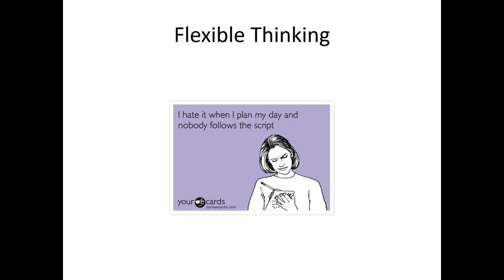Flexible thinking is another thing that's very difficult for this population. Remember what the DSM talked about. Insistence on sameness, inflexible adherence to routines or ritualized patterns of verbal or nonverbal behavior. So examples are extreme distress at small changes, difficulties with transition, rigid thinking patterns, greeting rituals, need to take the exact same route or eat the same foods every day. So it's a kind of rigidity in thinking.